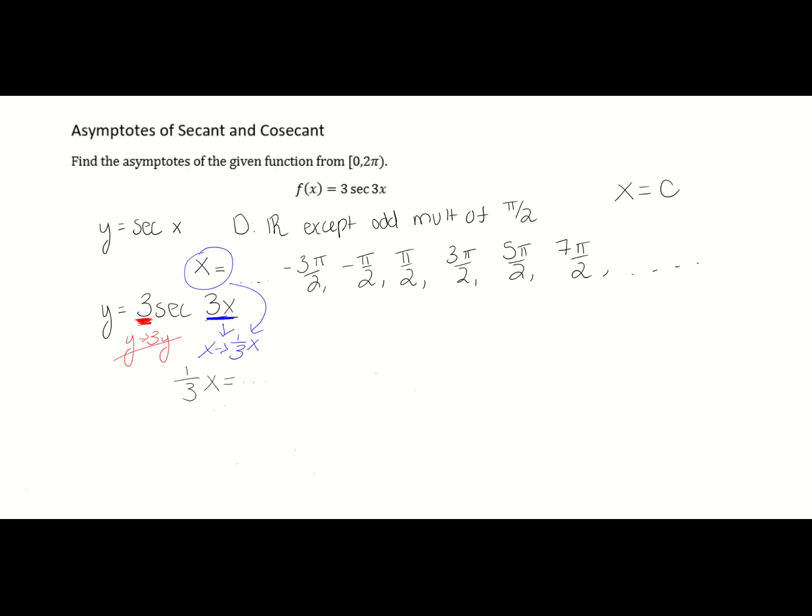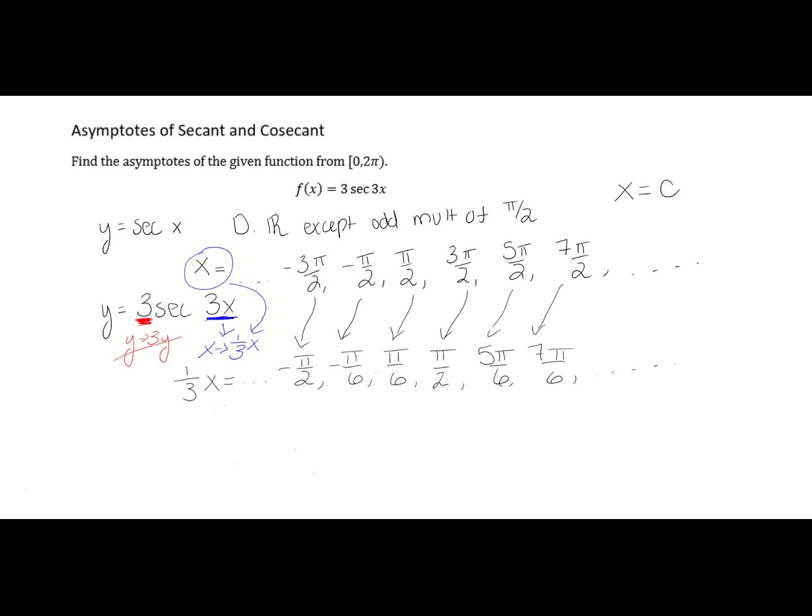So I'm going to have negative 3 pi over 2 times 1/3, so the 3's are going to cancel. Then I'm going to have negative pi over 6. Then I'm going to have pi over 6. Then here the 3's will cancel out, so I'll have pi over 2. Then I'm going to have 5 pi over 6. Then I'm going to have 7 pi over 6. So all I'm doing is multiplying all of these by 1/3. And of course, like we talked about, it's going to go to negative infinity and infinity.